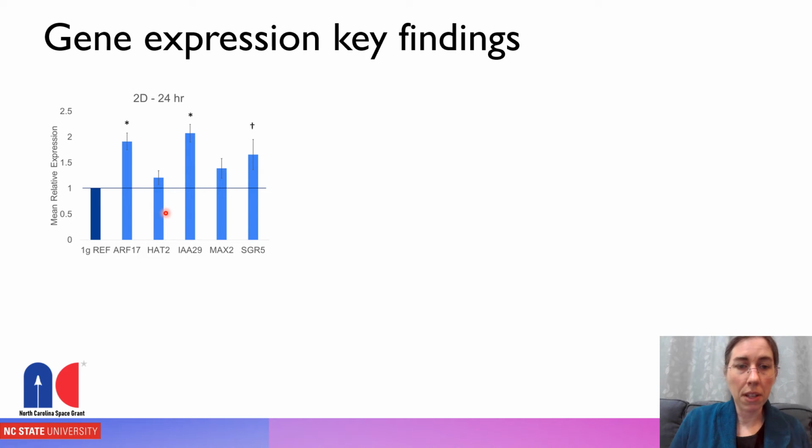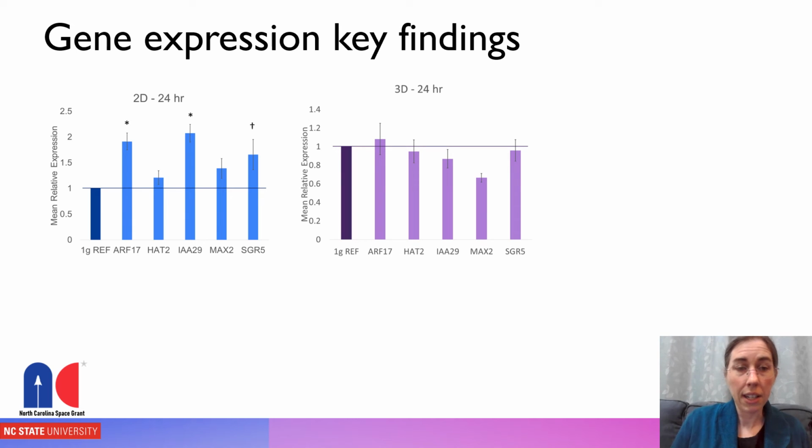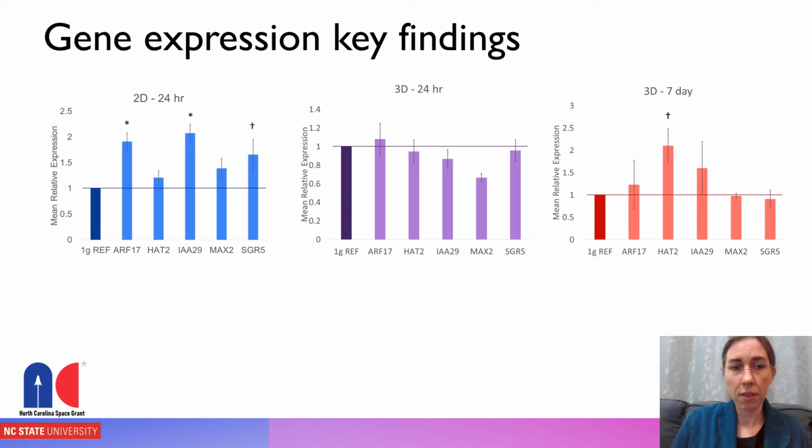For this experiment, 2 genes, indicated by these asterisks, were significantly upregulated, and another was close to significant, but not quite. However, when I repeated this experiment on the 3D clinostat, I didn't see the same upregulation after 24 hours of growth or after 7 days of growth.